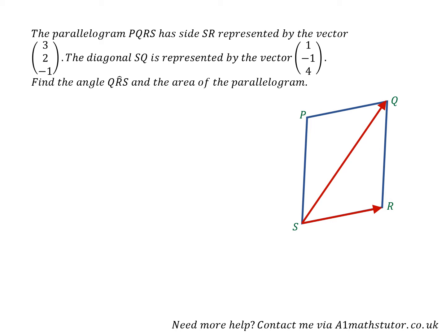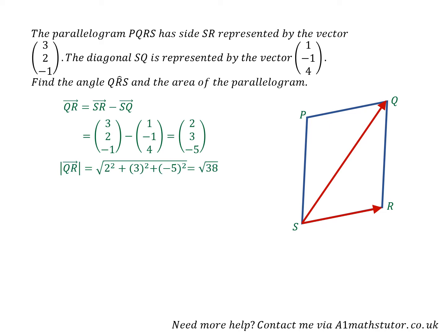But before we do that, we'll look at the side QR. Now QR, to go from Q to R, is the same in vector terms as going from Q to S and then from S to R. So that's minus SQ plus SR, or SR minus SQ. So we can work out the vector QR by subtracting the 2 vectors that we've been given. And once we know the vector QR, we can find the length of QR using 3-dimensional Pythagoras.